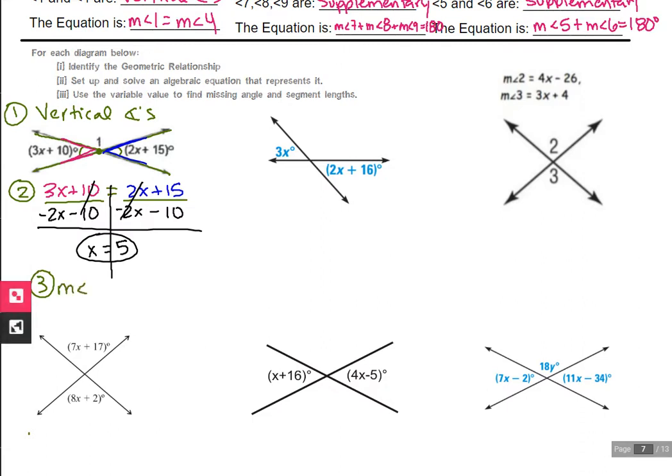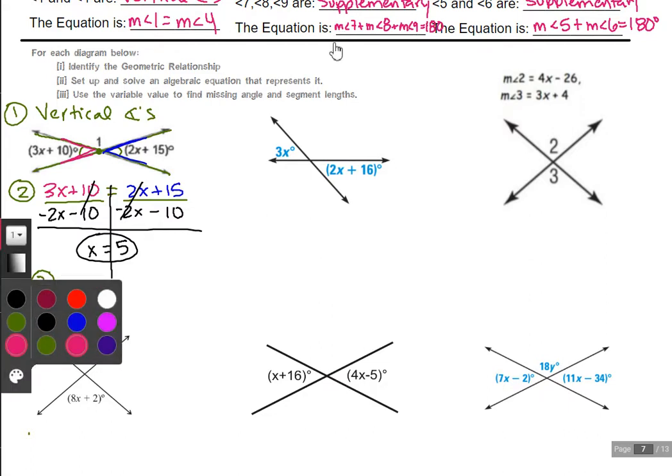back into the original diagram, noticing the left-hand angle is 3x plus 10. So that turns into 3 times 5 plus 10. So that's 15 plus 10, which I believe is 25. I can do mental math this morning. Okay, then we have 2 times x plus 15. That's 2 times 5, 10 plus 15, also 25 degrees.